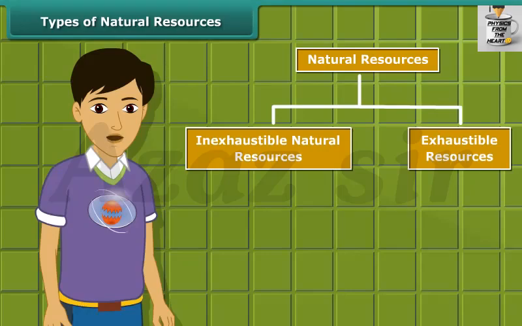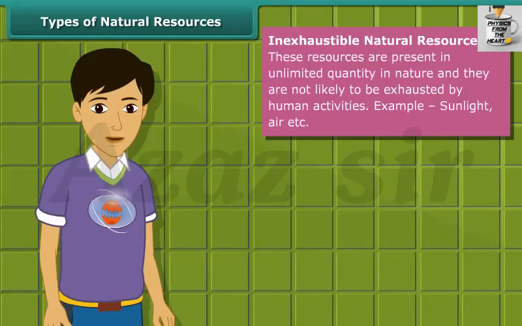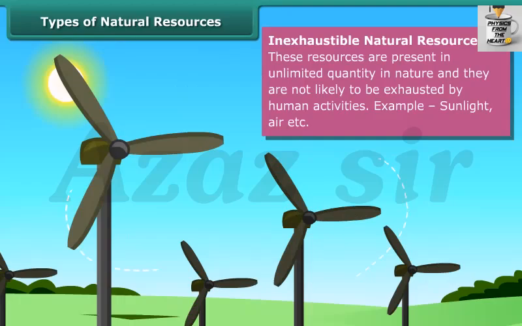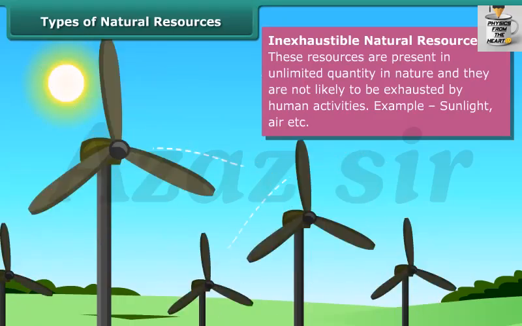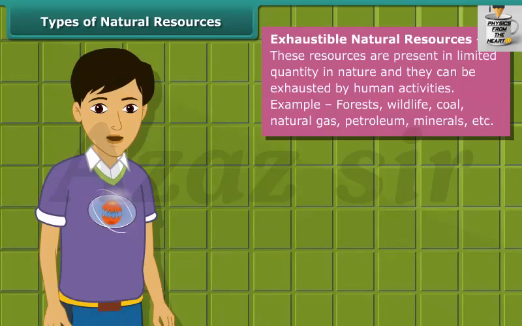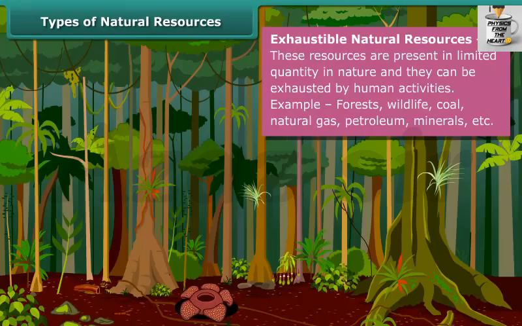Inexhaustible natural resources are present in abundance, hence it is unlikely that they will be exhausted by any human activity. Sunlight and air are examples of such resources. On the other hand, the amount of exhaustible resources is limited and they can be exhausted by human activities and consumption. Forests, wildlife, coal, natural gas, petroleum, minerals are examples of these resources.